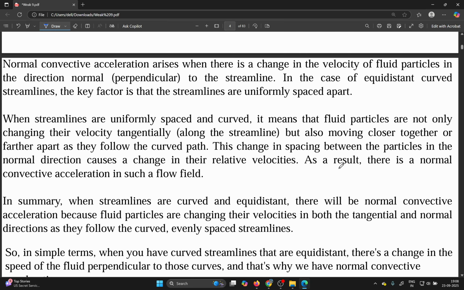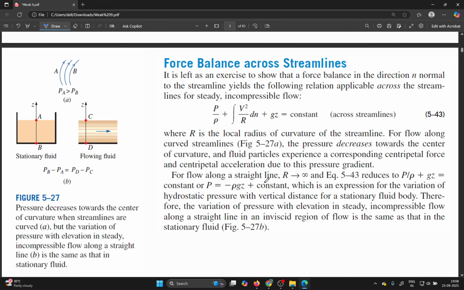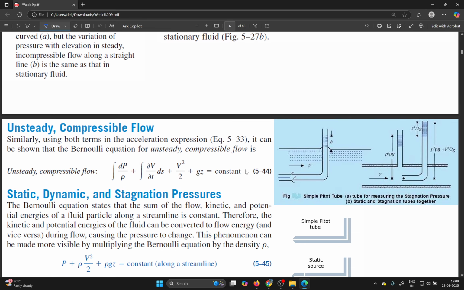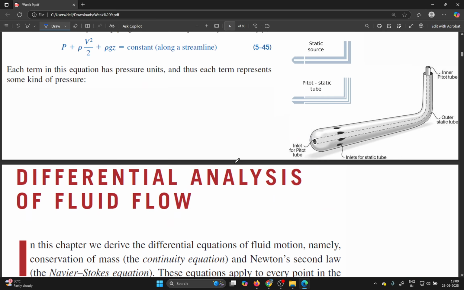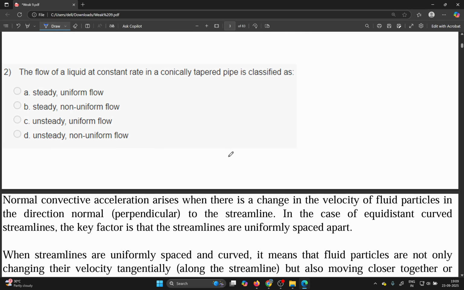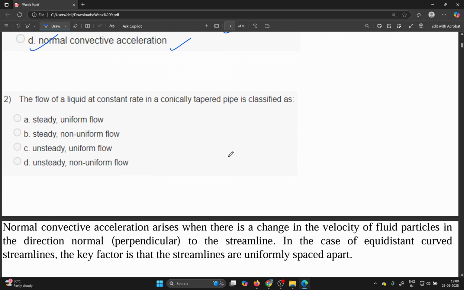I think I have discussed this question in detail in the previous one. Here you can see the curved streamline. The pressure at A will be greater than the pressure at B, that is the inner part. Just try to think about how the curved streamline happens. For more detail you can refer to the previous videos also. Here we'll discuss the second question in detail because I have already discussed this one.